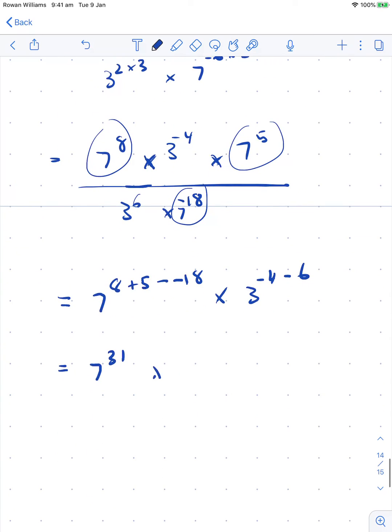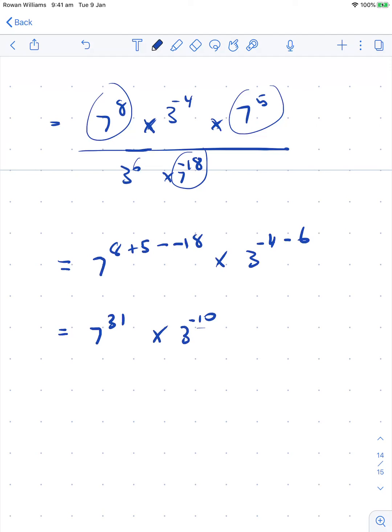And then we're going to do our next part, which is 3 to the minus 4 minus 6, which is minus 10. Now, I don't write them like that. If I've got a negative index, then I need to write that as 7 to the 31 over 3 to the minus 10. And that is my answer.